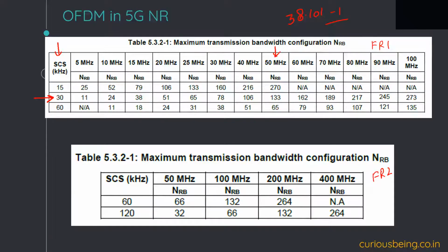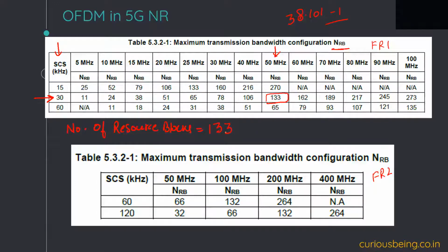So in this case, the bandwidth is 50 megahertz, and the subcarrier spacing, or delta F, is 30 kilohertz. It is saying the maximum transmission bandwidth configuration, or NRB, which is the number of resource blocks. So some 5G terminologies are coming in. I can give you some resources after this session. I cannot go into defining everything, but if you are interested, you can let me know and I can give you some resources to understand this. So for this particular configuration, the number of resource blocks is 133.